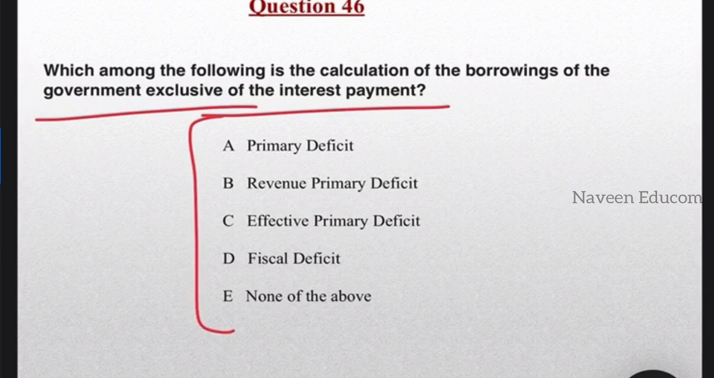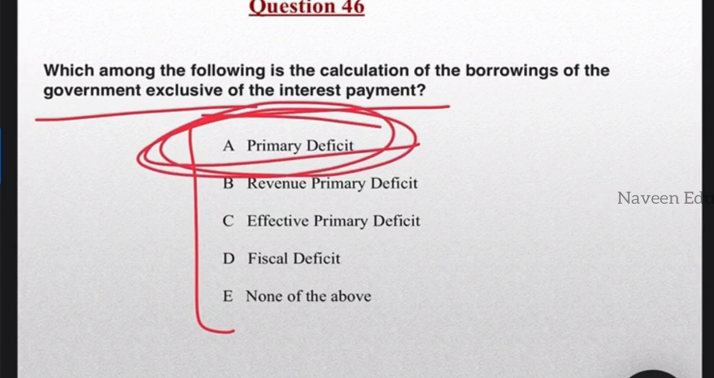Primary deficit, revenue primary deficit, effective primary deficit, fiscal deficit, none of the above. Students, the answer to the question is option A, primary deficit is the answer. So you have to know what is primary deficit. Let's denote it as PD, okay?